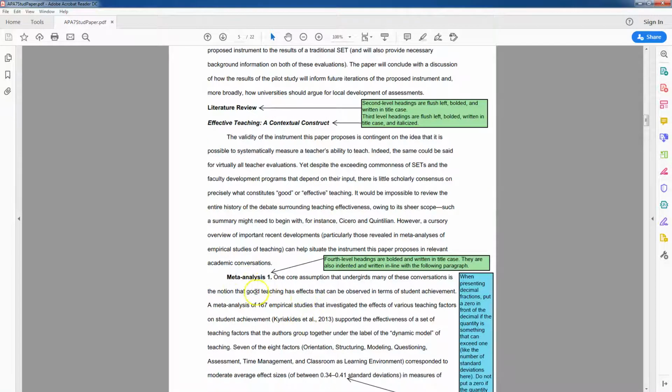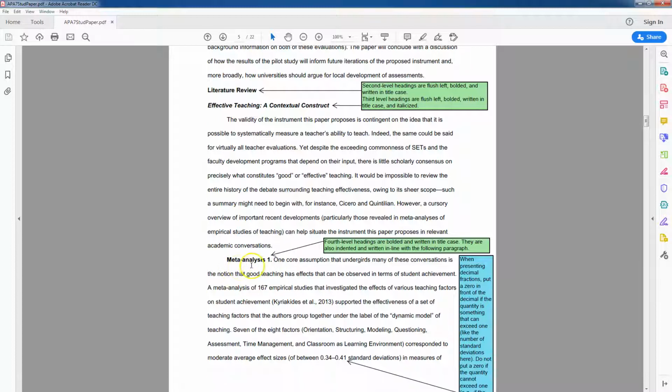Level 4 now goes in the paragraph, and the headings are bolded and written in title case. They are also indented and written in the line. So it is not in italics, but you'll notice that it is in the paragraph.